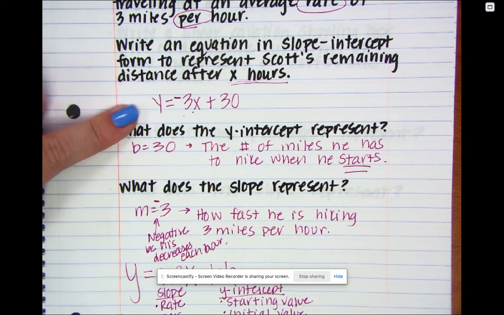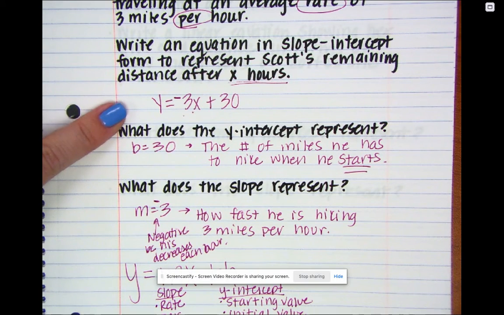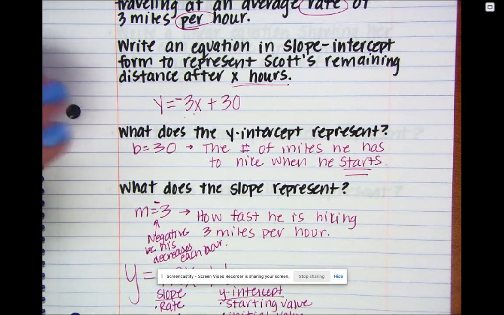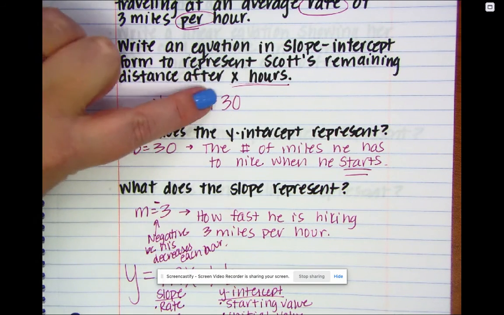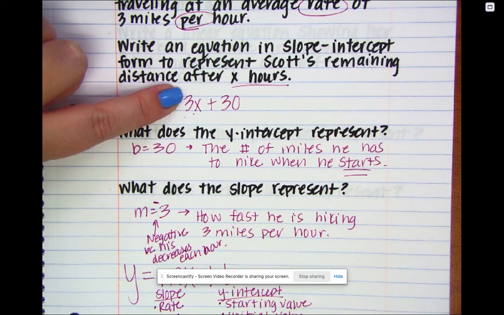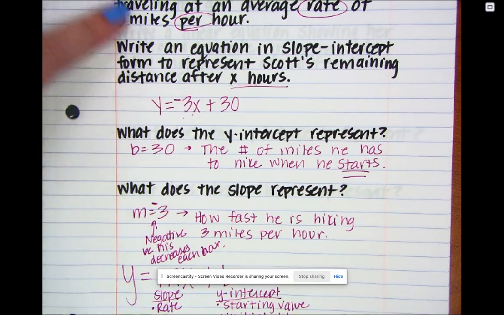Now, if we started and he said, I am going to start here and count how many miles, I don't know where I'm going to stop. I have a friend whose dad hikes the Appalachian Trail, and he's like, I'm not sure how far I'm going to go today. I'm going to stop when I get to a good stopping point. Then the starting value could be 0, and this could be a positive 3x. And so it just kind of depends on the situation.